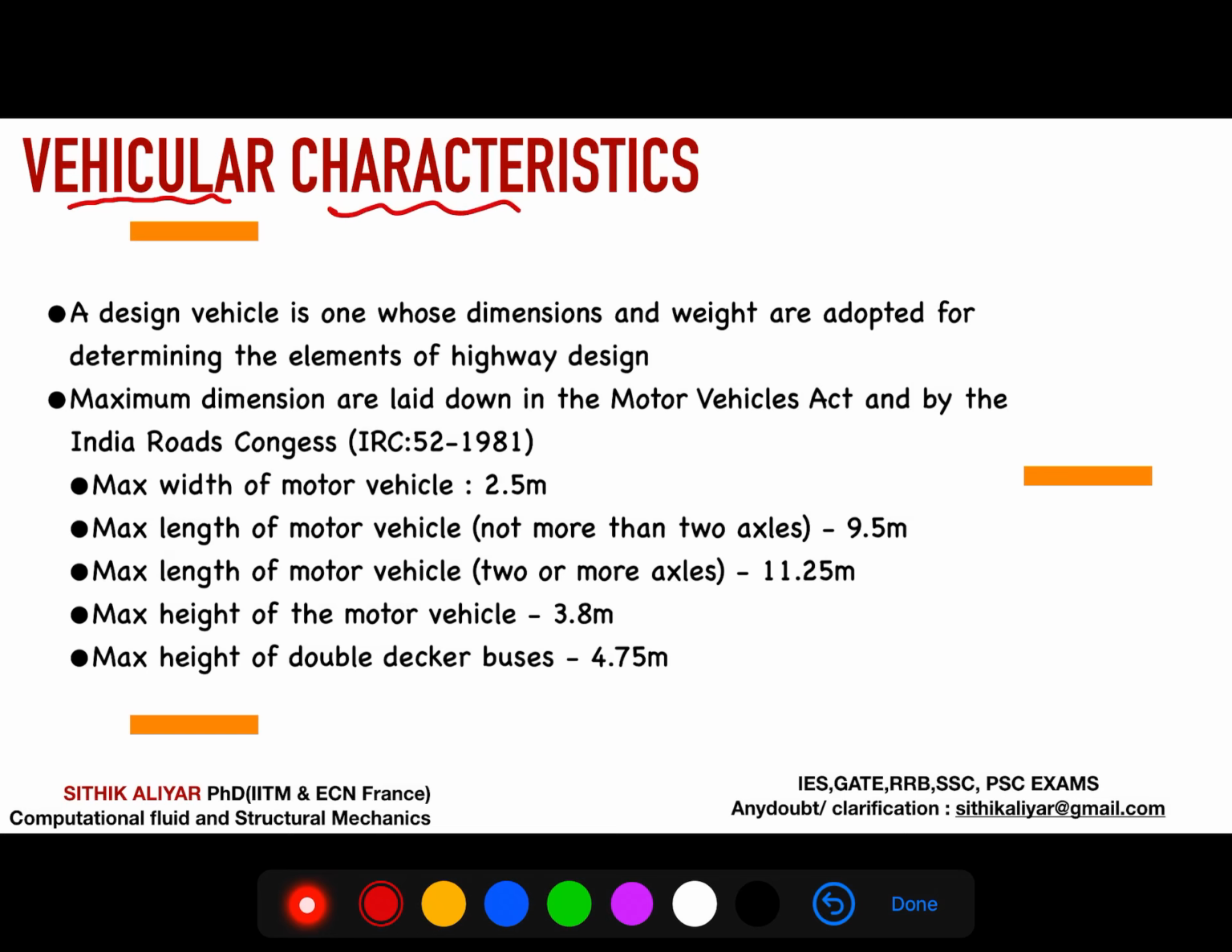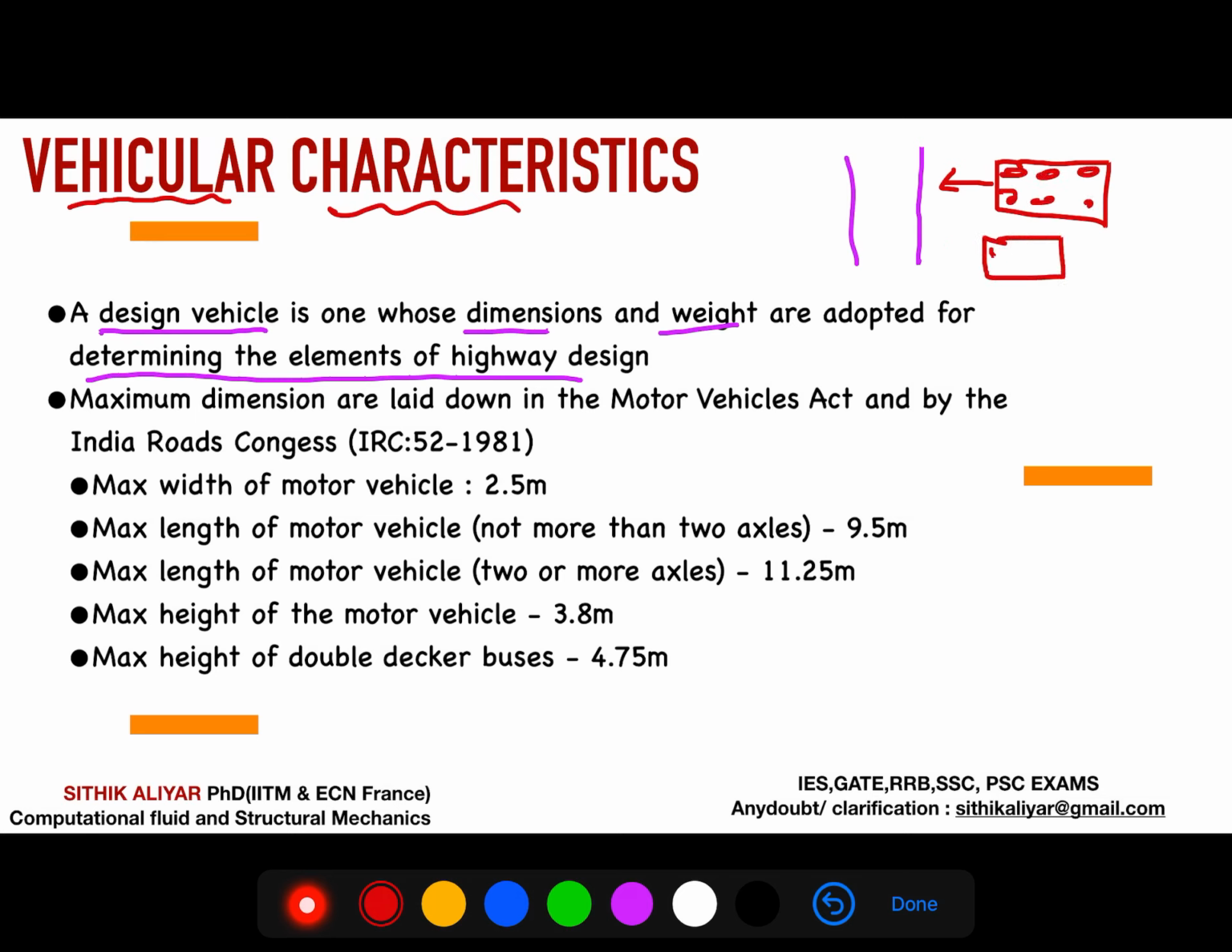First you should know there is something called the design vehicle. Usually in India it was the Ambassador when they were doing the second and third road development plans. The design vehicle is the one whose dimension and weight are adapted for determining the elements of highway design. When they are designing a road, they will not design the road separately for a lorry, like 8-wheeled vehicles, or separately for a car, separately for bikes. So they need a single standard vehicle, that is the design vehicle. Using that vehicle, they will devise everything.